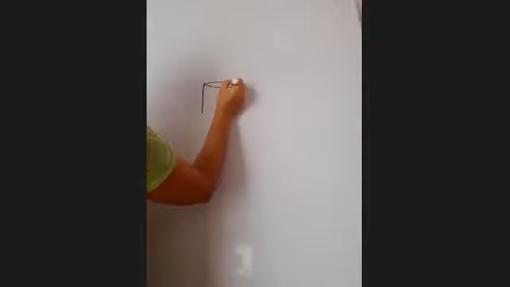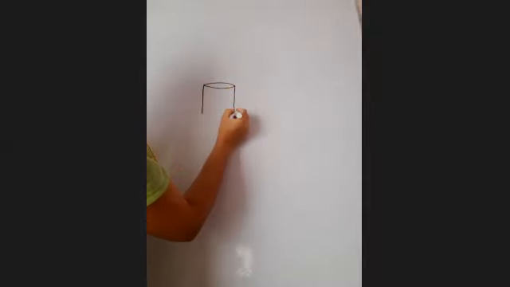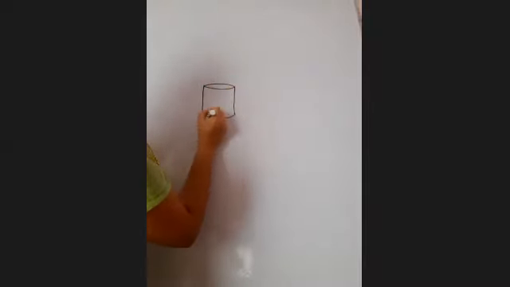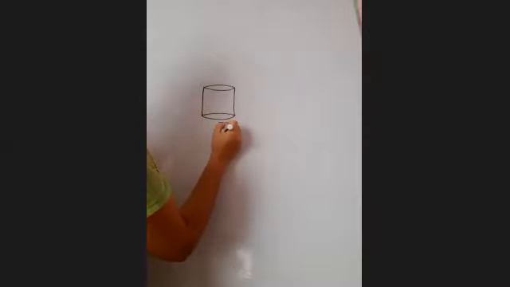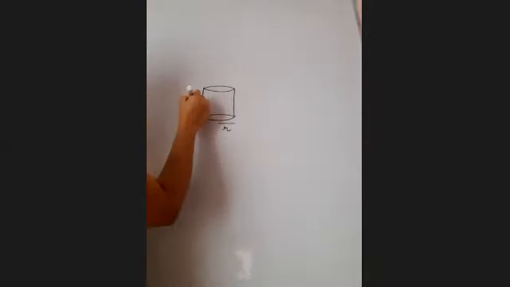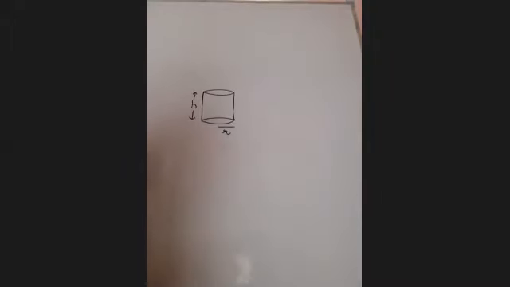Suppose we have a cylinder with radius r and height h. What is the volume of this cylinder?